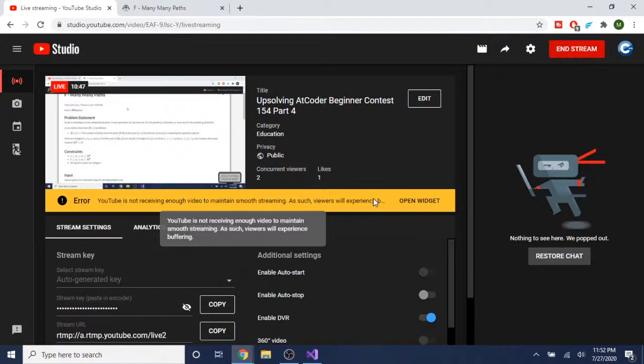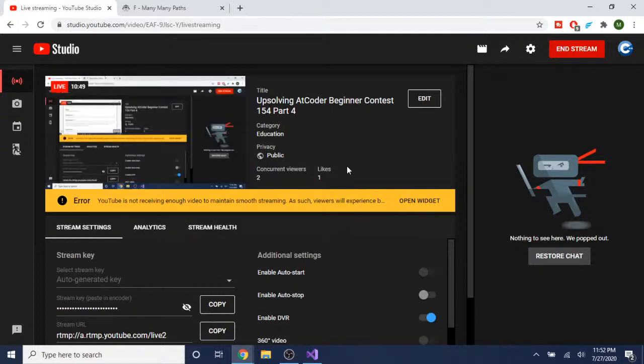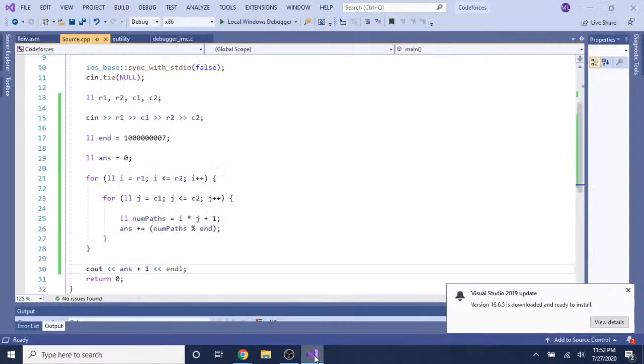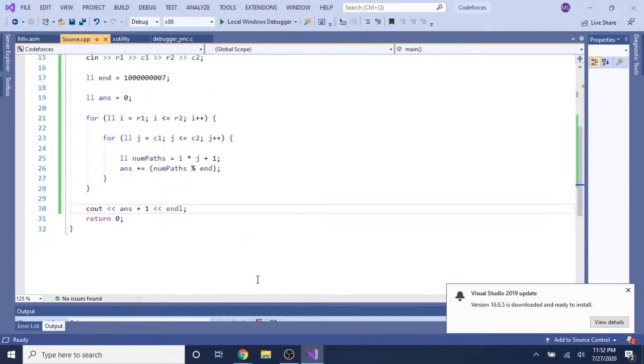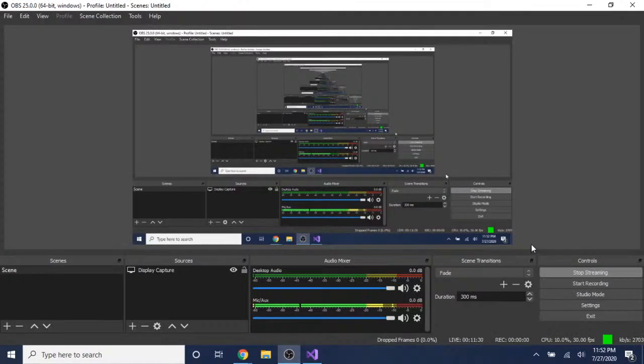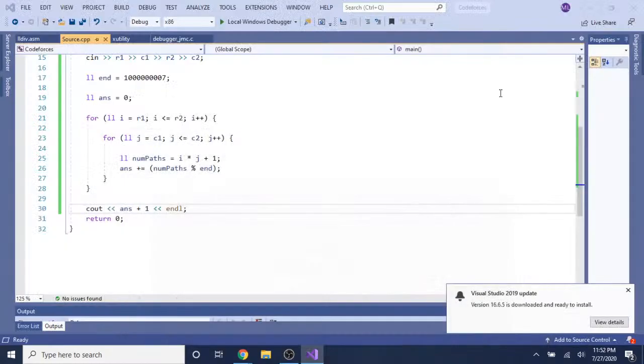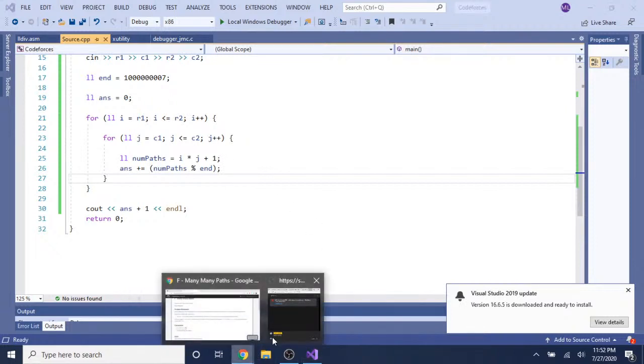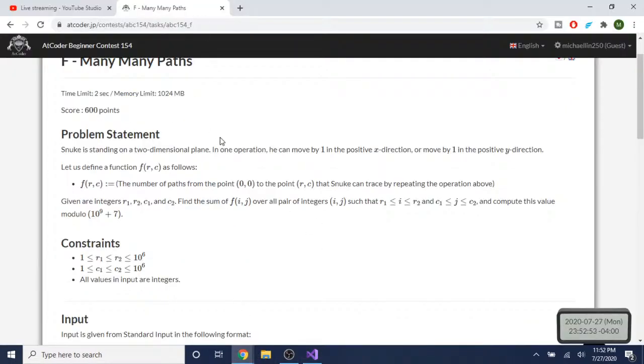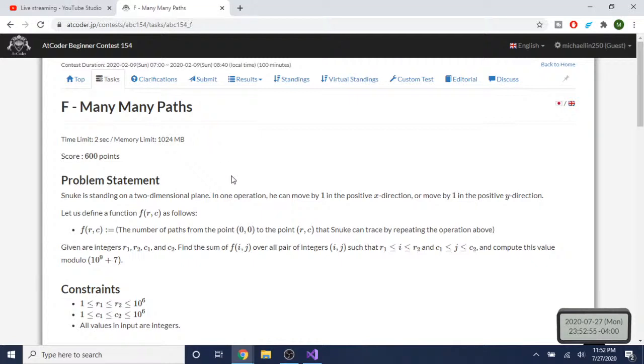I'm not receiving enough video to maintain smooth streaming. Damn, how am I not experiencing... What's the problem? Okay, they're saying I'm not experiencing enough smooth streaming, but it is what it is.